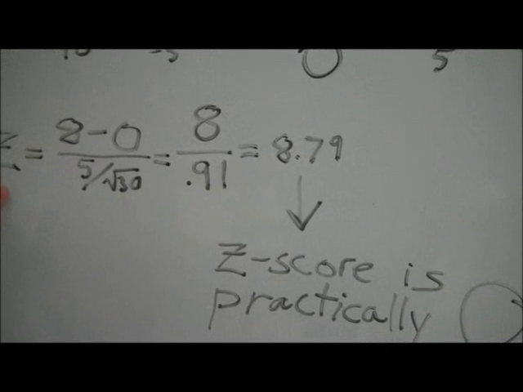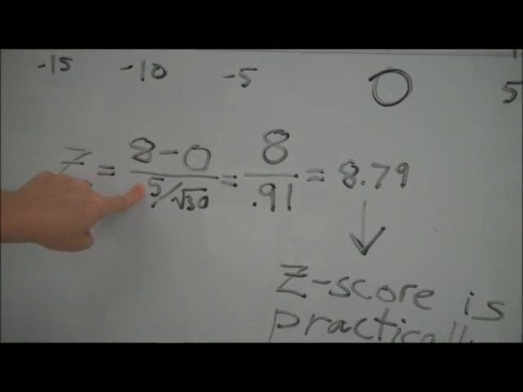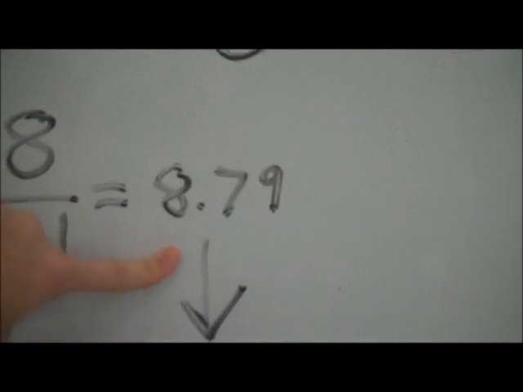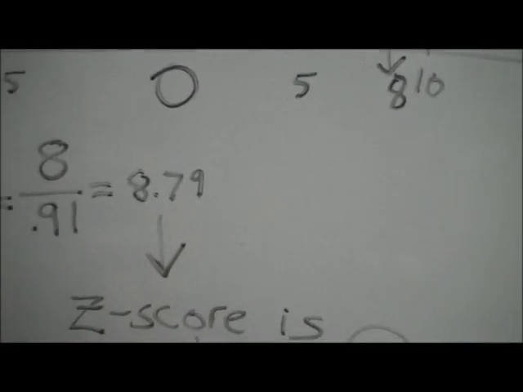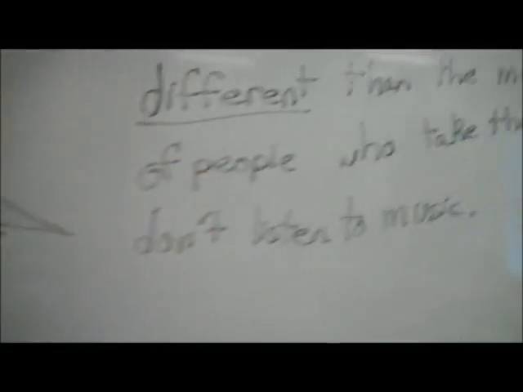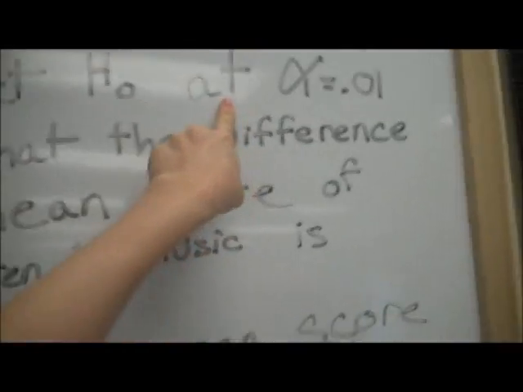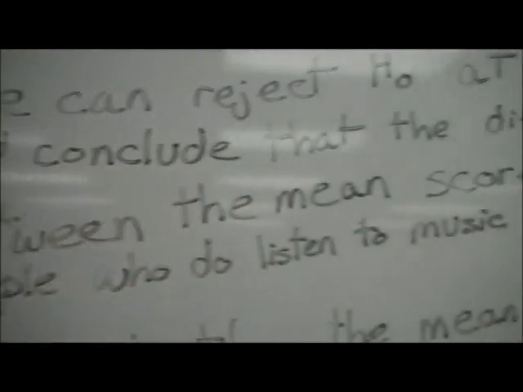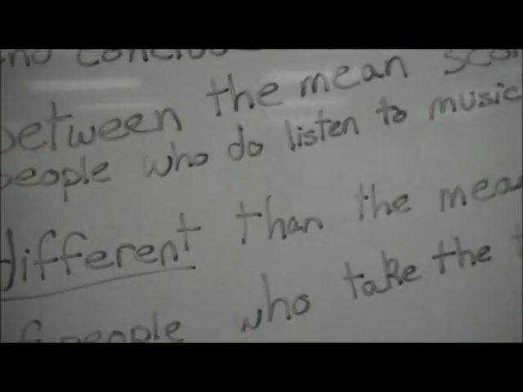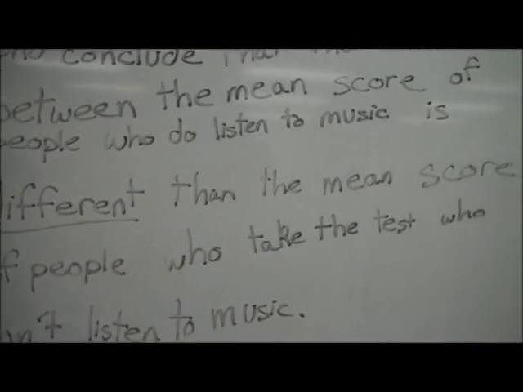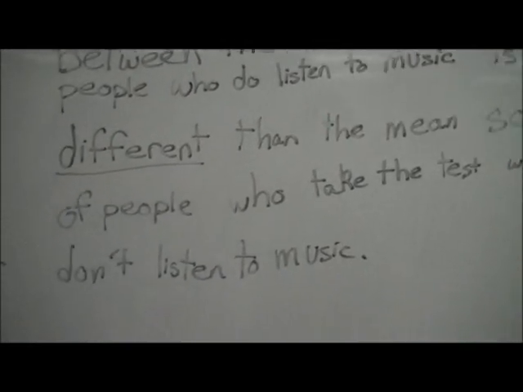You can't do a z-test unless you know the standard deviation of the population, which we do. So then you do 8 divided by 0.91 to get 8.79, which is practically 0. So then we can reject H sub naught at alpha equals 0.01, and conclude that the mean score of people who do listen to music is different than the mean score of people who take the test who don't listen to music.